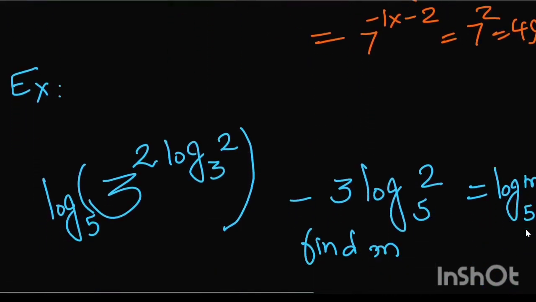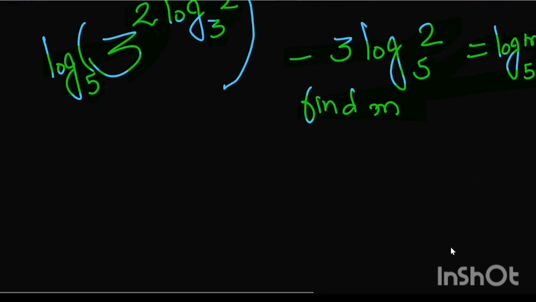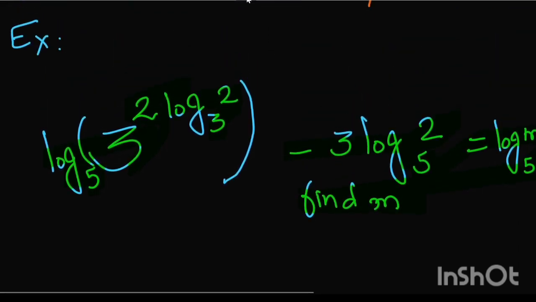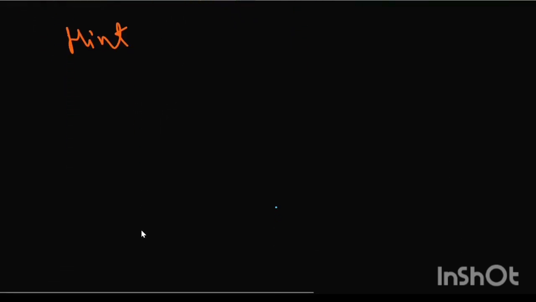Next example, suppose log base 5 of 3 to the power 2 log 2 base 3, minus 3 log 2 base 5, is log m base 5. What is m? How can we attempt this, guys? As you can see here, the hint to this question would be to solve this portion, take 2 up and use the formula a to the power log and so on. That way we can solve this, guys.